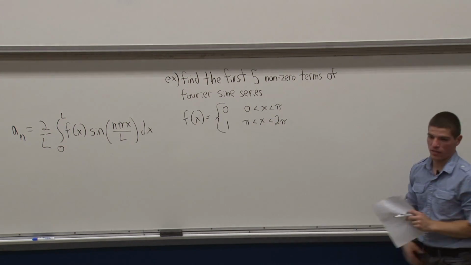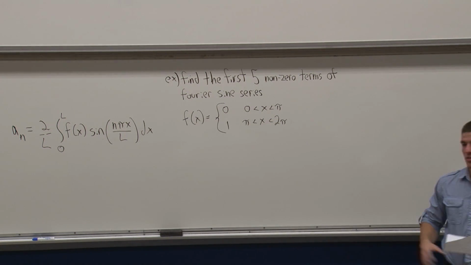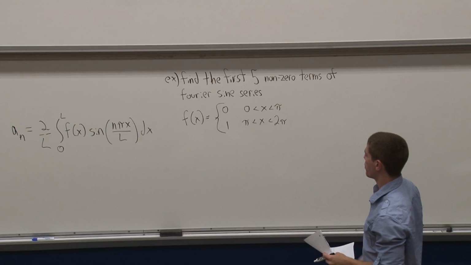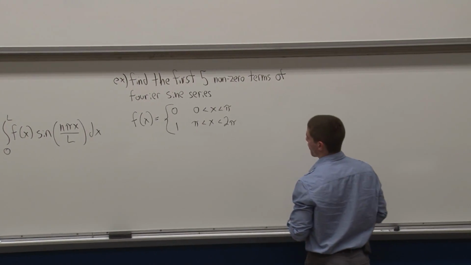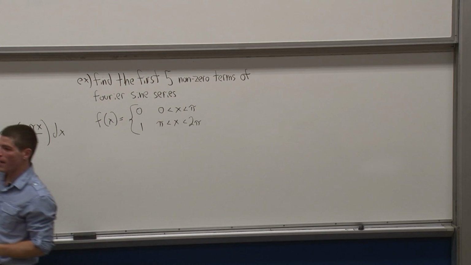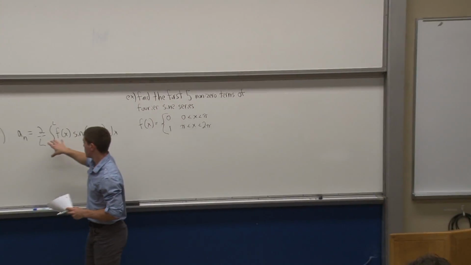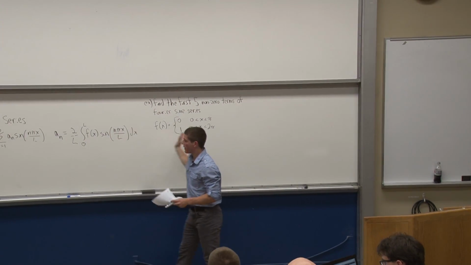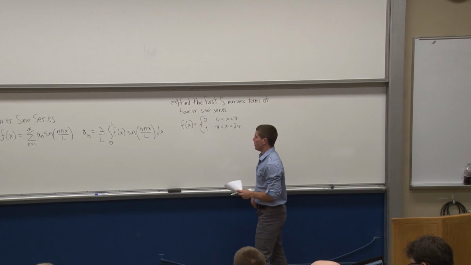Okay, so that's your function. So we need to find the Fourier series of this, the Fourier sine series, first 5 non-zero terms. Okay, so the first thing to do is we have our function. We know what the answer is going to look like, but we need to find the constants, a n, 5 of them, that go into that function.